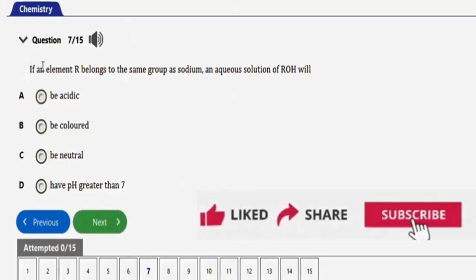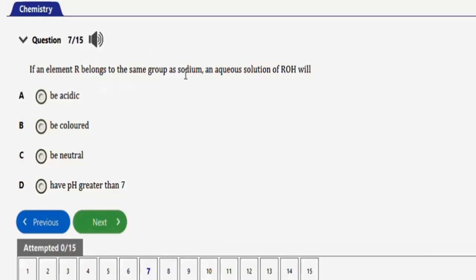This question says, if an element R belongs to the same group as sodium, an aqueous solution of ROH will be... We don't know what R is. If R belongs to the same group as sodium, it could be potassium. So let's assume R could be potassium. When you substitute R with potassium, this will give potassium hydroxide, which is a base, and a base has a pH more than 7. So the right option would be option D, have pH greater than 7.